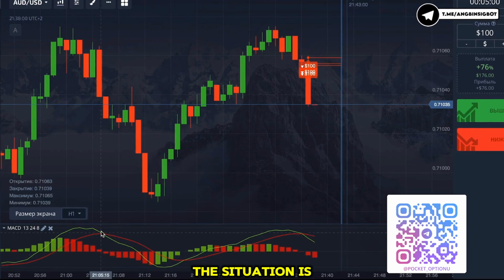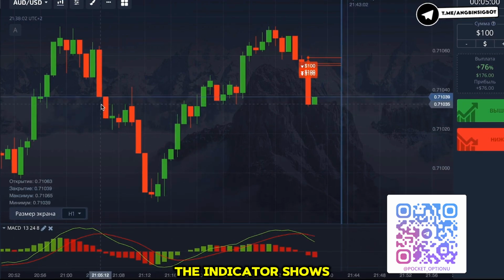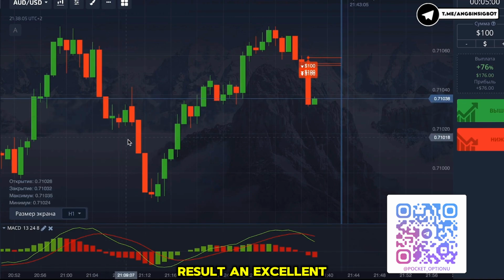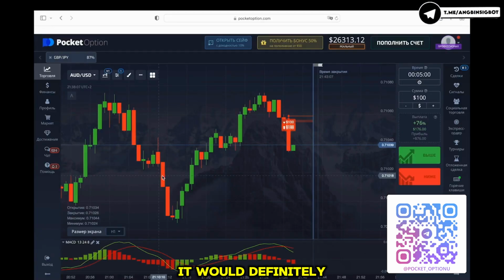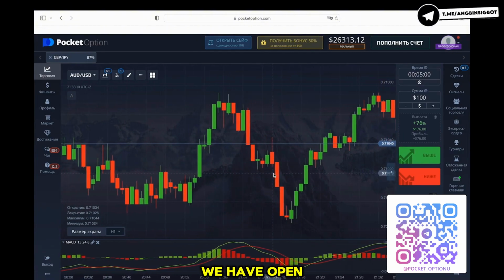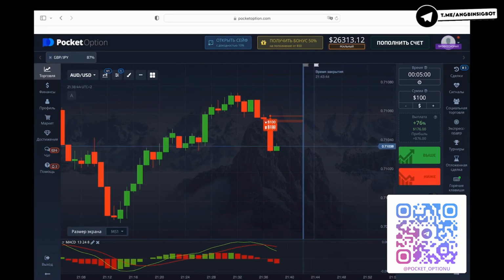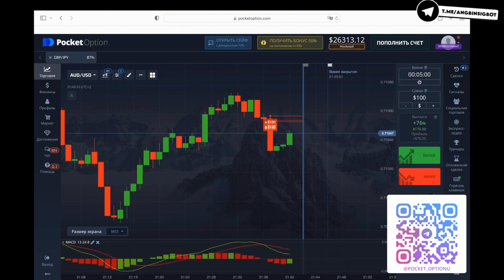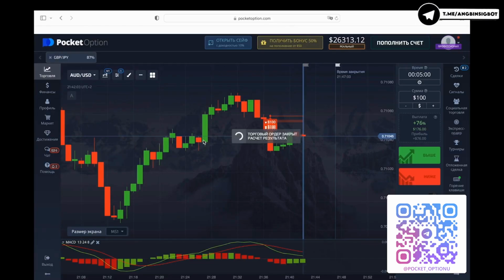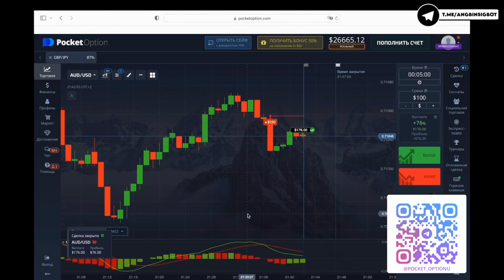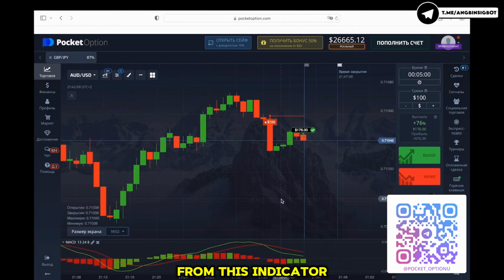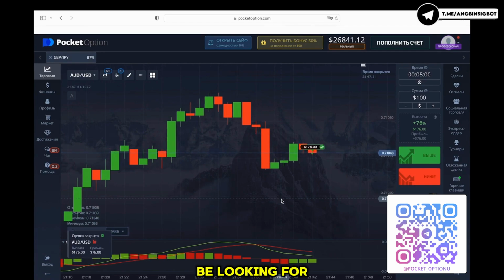And before this, the situation is absolutely identical to ours. The indicator shows a downward crossover and as a result an excellent downward movement. Here, it would definitely be a profit. As for us, we have open trades. Let's wait for their results. The first signal from this indicator works excellently. We get 3 wins and I will be looking for the next entry point.